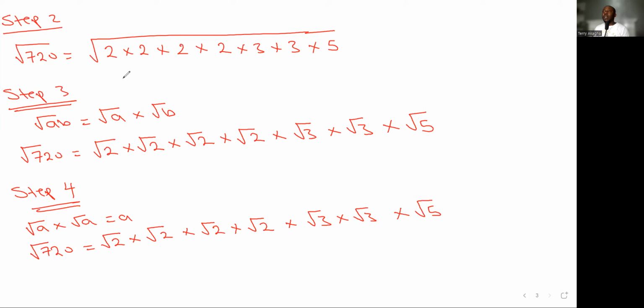So we're going to pair it now. Okay, so let's go. Root 2 times root 2 will give us 2. Are you seeing it? So we keep on pairing like this. Root 2 times root 2 will give us 2. Root 3 times root 3 will give us 3. Then we have no other pair for this, so you just write this down: root 5. Is that okay? So that is step 4. So we're going to have 2 times 2 times 3 times root 5.